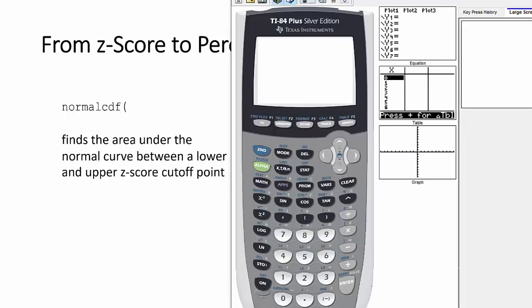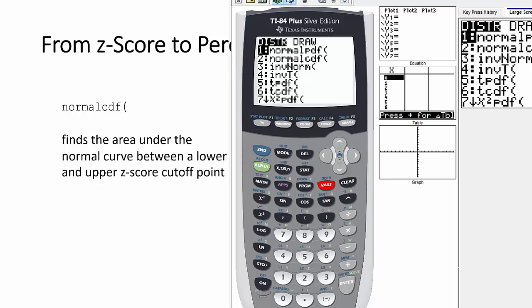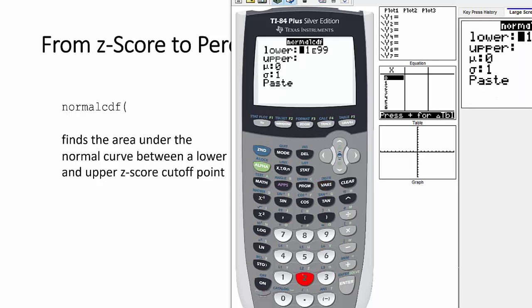And on your calculator, you're going to hit second vars. And that's because you're pulling up distribution. And we're going to pick number 2 for normal CDF. So lower and upper are asking you for the 2 z-score cutoff. So remember that picture that I drew? We are looking for the beginning of this graph to 1.8. So this beginning, we need a z-score for that.